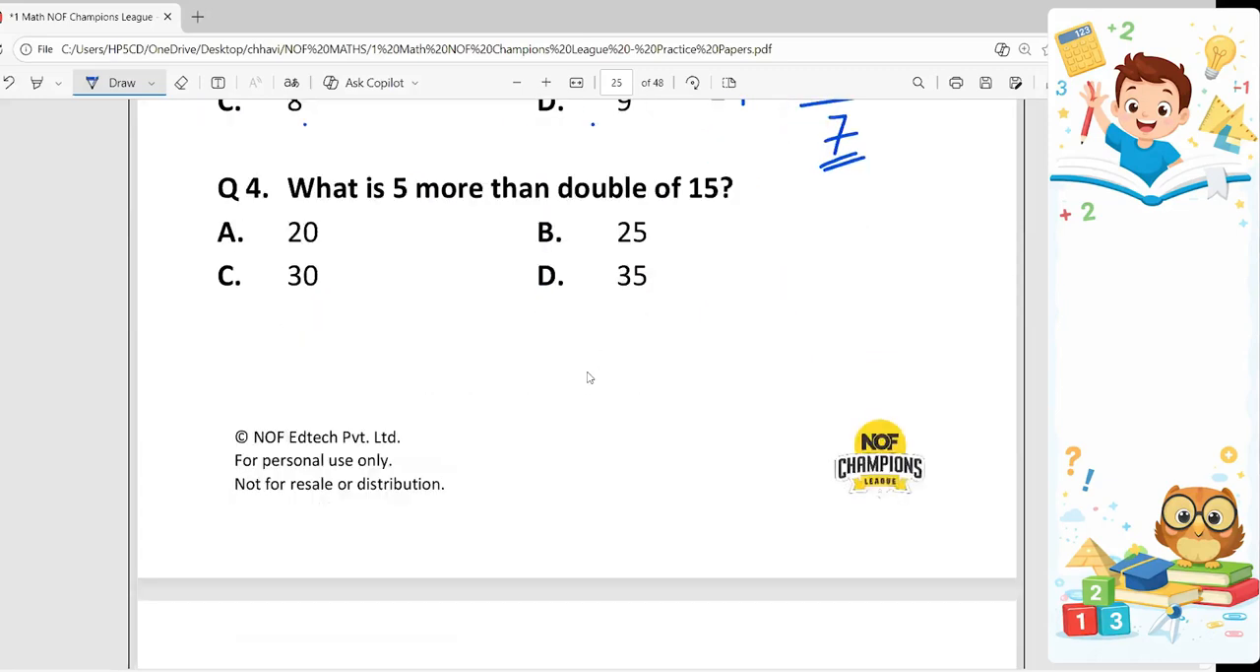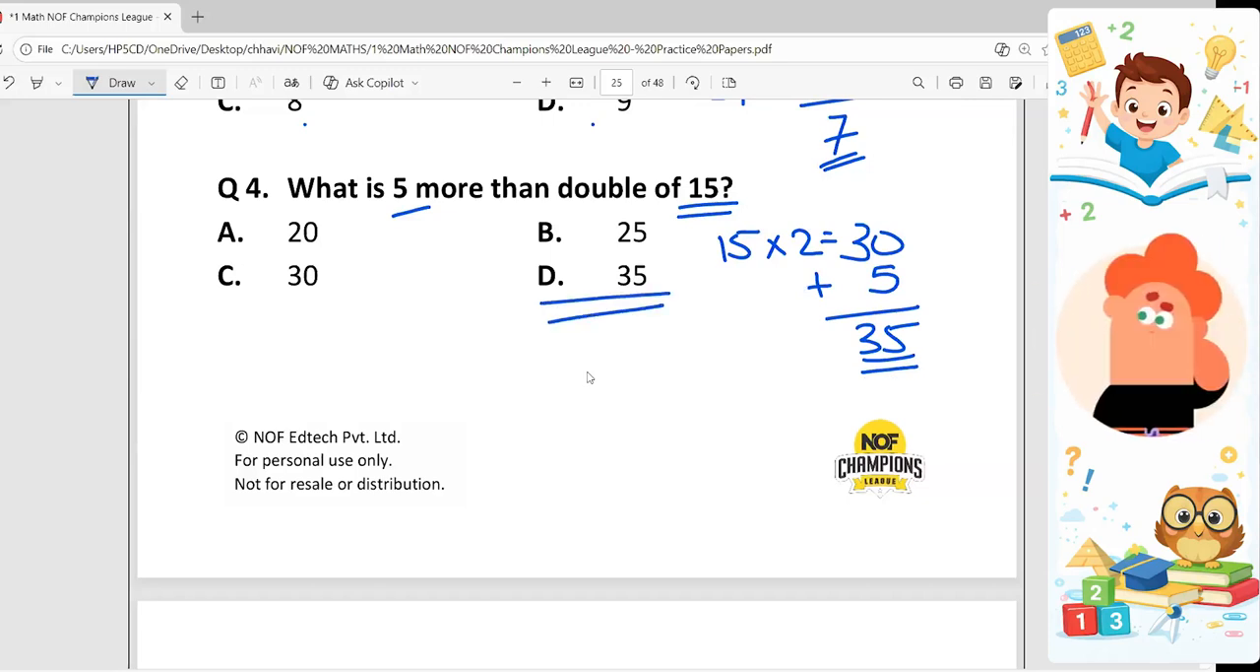Fourth question. What is 5 more than double of 15? Now we have to do double of 15. So double of 15 is 30. And we have to add 5 more to it. So we added it. Now 30 plus 5 is 35. Looking at the options, the answer is option number D. So the correct answer is D.